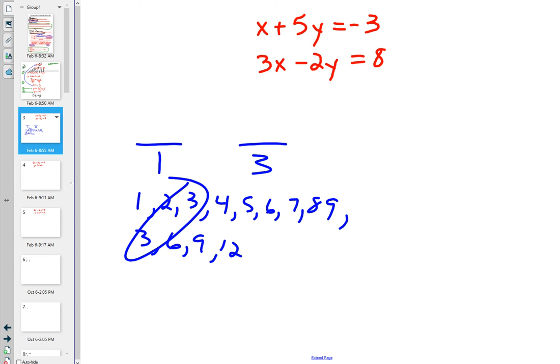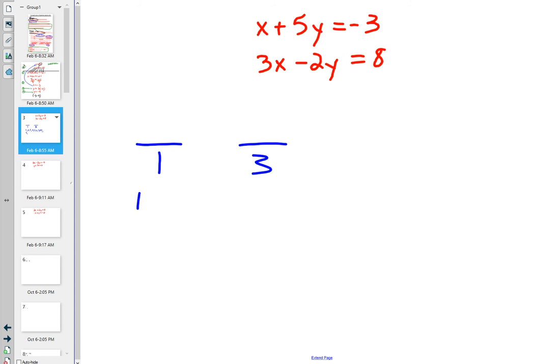You don't have to choose the x's. You can also choose the y's. If I want to make the y's match, what is the least common multiple of 5 and 2? It would be 10. Now, none of those are currently a 10, so I'd have to change both of them. The way you change them is by multiplying. Marquise, I'll let you pick. Do you want to make the x's match or make the y's match? You want to make the x's match.